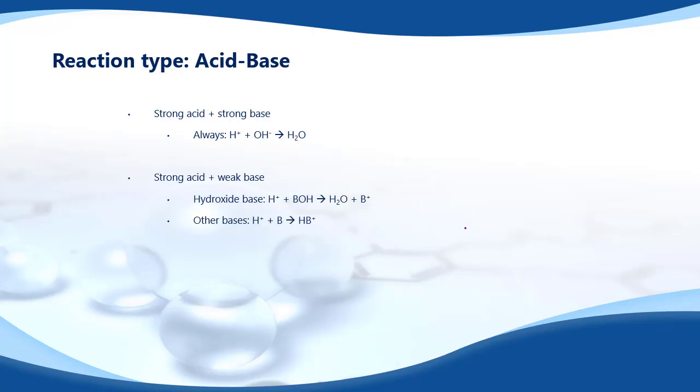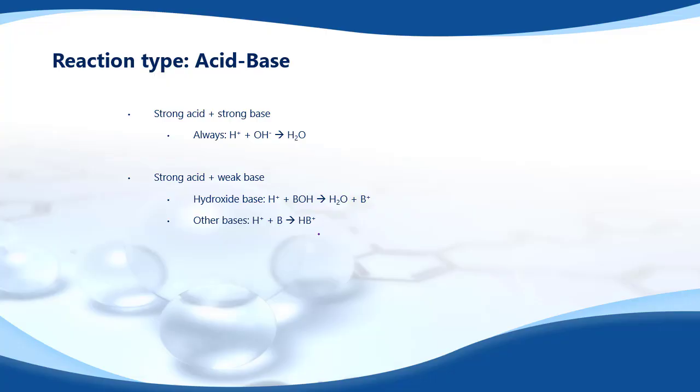Now if you have a strong acid with a weak base, it depends on whether or not your base is a hydroxide. If your base is a hydroxide, you'll form water, because the proton will add to the hydroxide to form water, and then you'll be left with B+ as your base. If it's a non-hydroxide base, like for example ammonia, NH3 plus H+ will make NH4+. So it'll just combine to form the ion. Right, so that's your second pattern, which is strong acid and weak base.